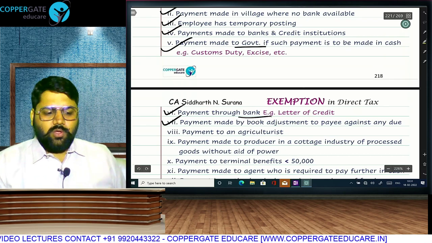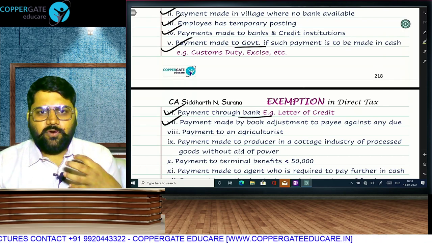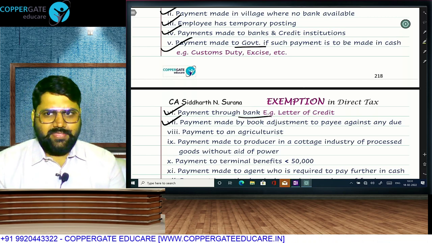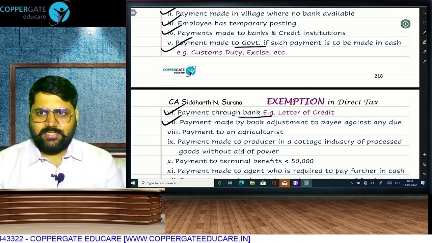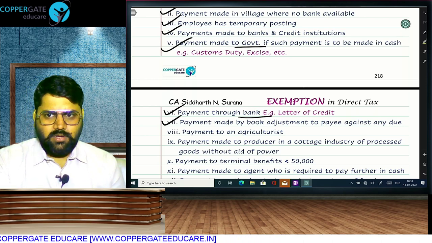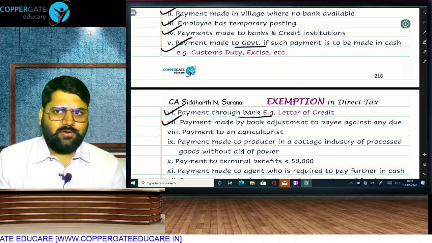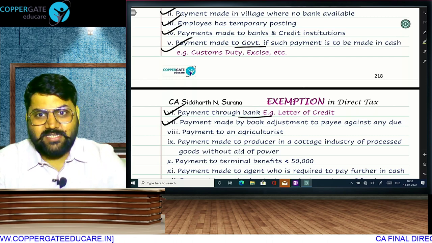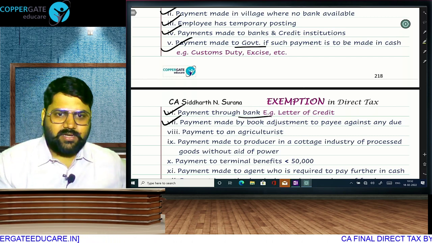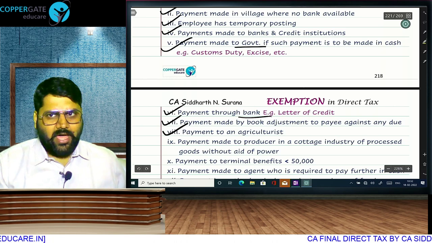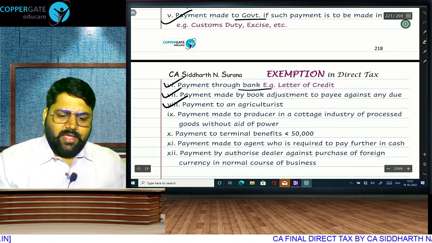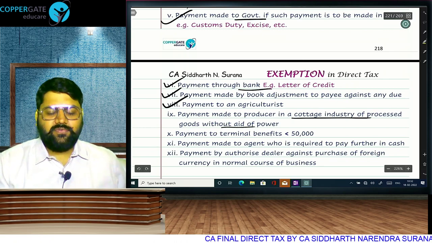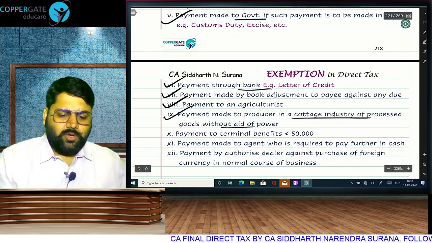Any payment made through book adjustment, for example, I give a loan to you and I make purchases from you. And then I tell you to adjust the purchase amount against the loan. So I have not paid by account payee cheque, draft or electronic mode. I am adjusting against the loan amount. That book entry adjustment is allowed. Any payment made to agriculturists, farmers, who are immune from taxation, is allowed. Any payment made to a producer in a cottage industry where goods are manufactured without the aid of power, small scale industries, then no problem, allowed.